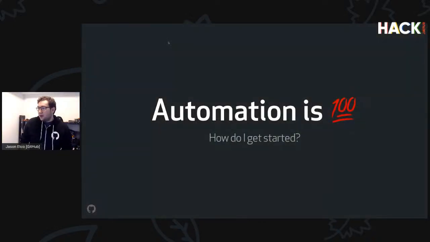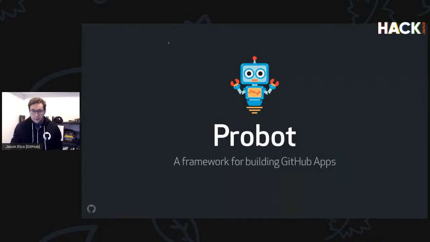Okay. So I think by now we can all see that automation is pretty cool. Lots of ways to use it, lots of ways to sort of improve our lives. How do I get started? Well, I'm going to introduce you to Probot. Probot is a framework for building GitHub apps.